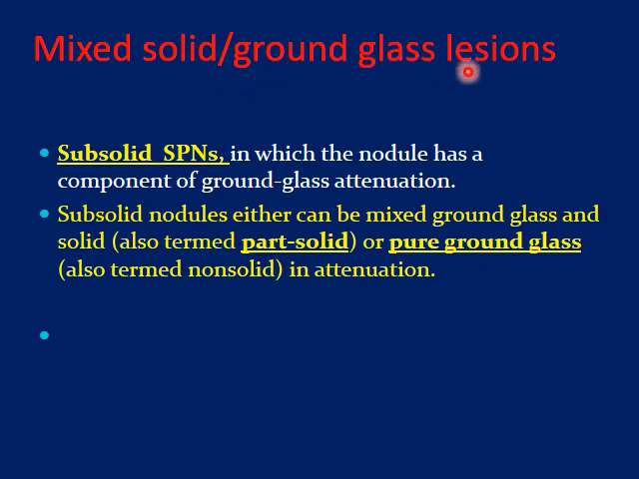Mixed solid or ground glass lesion. Regarding the density, the lesion could be totally solid or subsolid. What is meant by subsolid? It can be either pure ground glass or partly solid, partly ground glass. So the lesions could be solid or subsolid. Subsolid means that it is partly solid, partly ground glass, or purely ground glass attenuation. Some people may use the term non-solid, so they can classify into solid, non-solid, which is ground glass, or partly solid, partly glass.